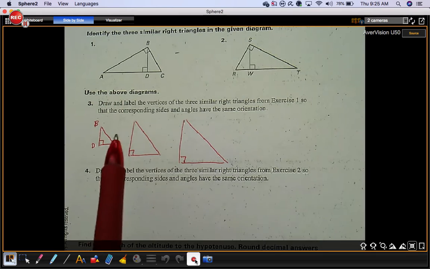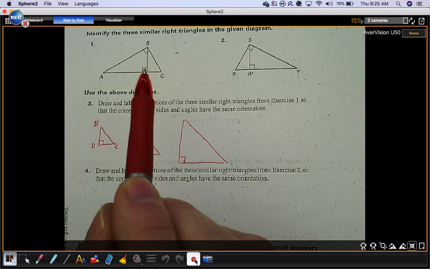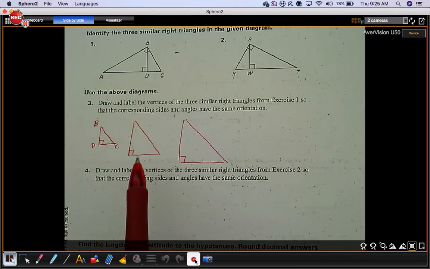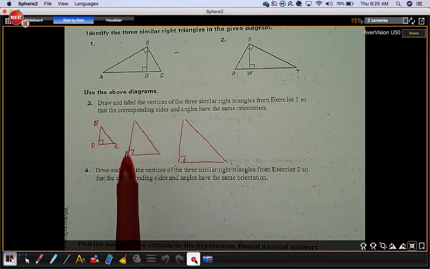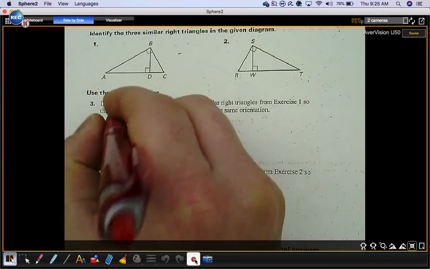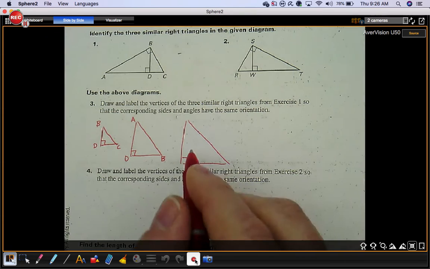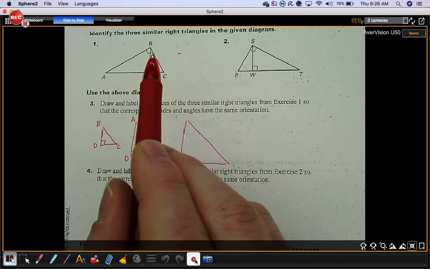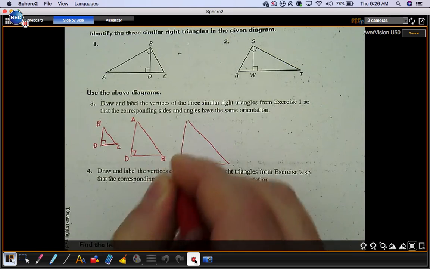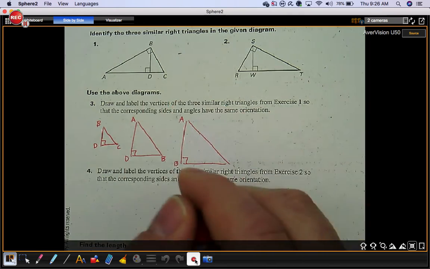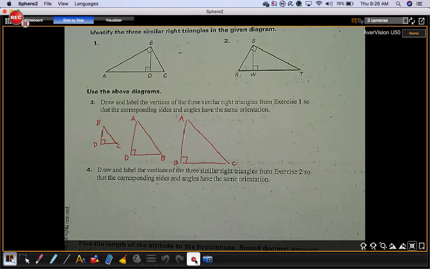Now we want it to be in the same orientation. So here's your medium-sized right triangle. We want to kind of take it and turn it this way. That way it looks like this. So your long leg is on this left side again. So the right angle is angle D. The long leg is segment AD, and the other vertex is B. The big right triangle has a right angle of B. The long leg on the big right triangle is segment AB, and then the other vertex is C.